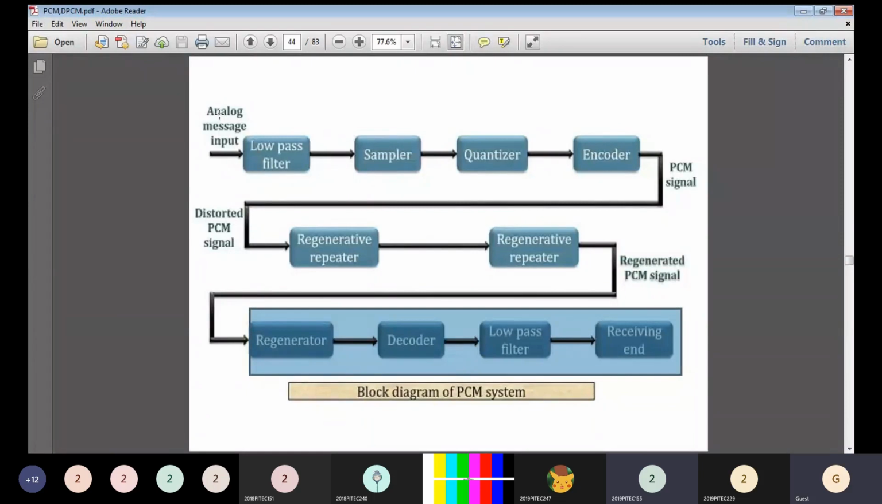By using the smoothing operation, we are getting a smooth wave like our input message wave. So we have reconstructed our original signal back. This is the detailed explanation about the pulse code modulation system.